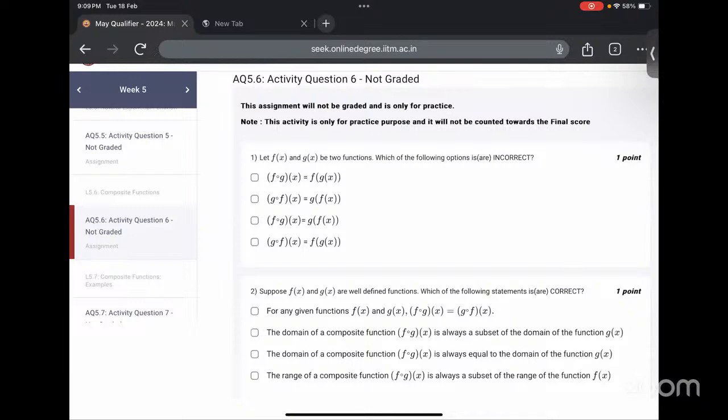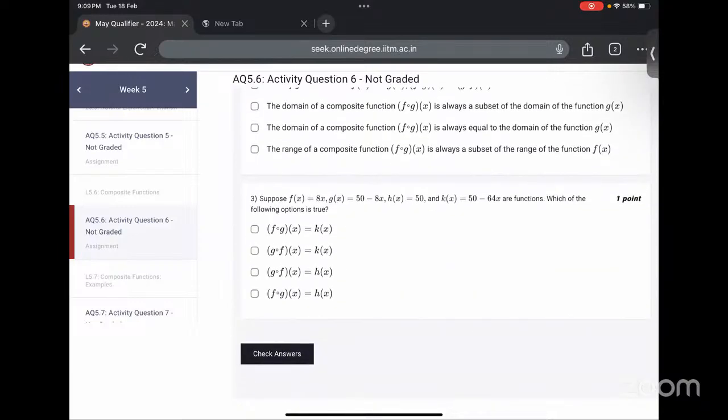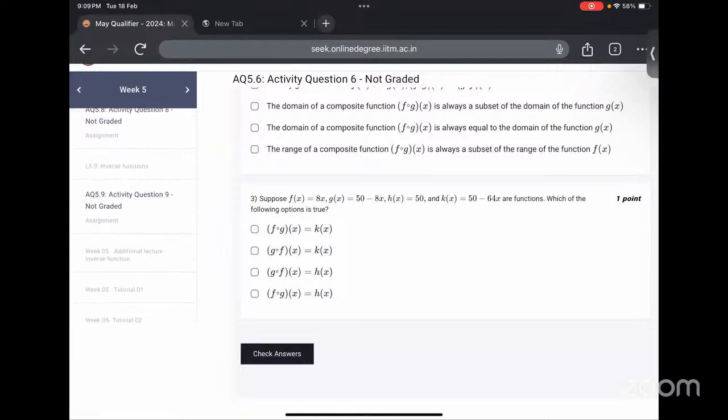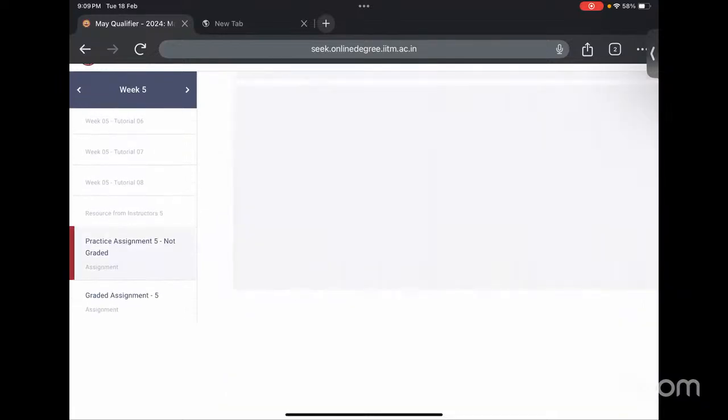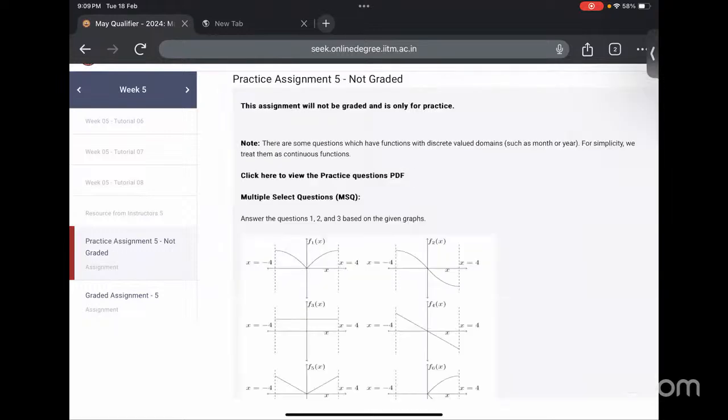Solved it or not? No, I did not solve, madam. Okay, so anyone? Okay, because you haven't solved it, you just take your time to solve the activity question. We can go to the practice assignments. Activity questions are typically not that tough, so you can solve it if you just try to solve it. So we can go to the practice assignment.